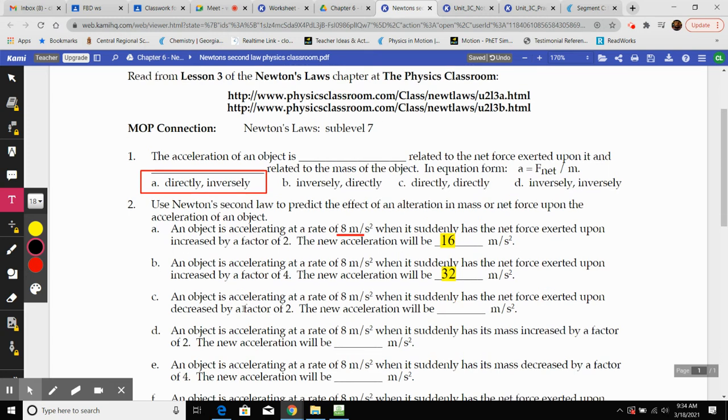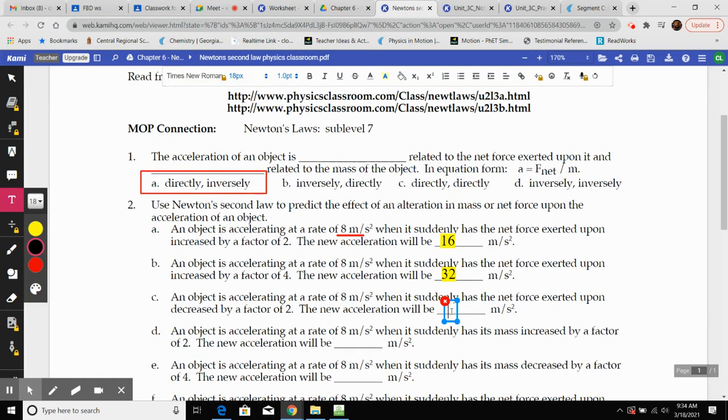Okay, now what happens? The acceleration is still at 8, and now the net force decreases by 2. So what should happen to the acceleration? Now you're going to divide by 2. So that should be 4. Good.